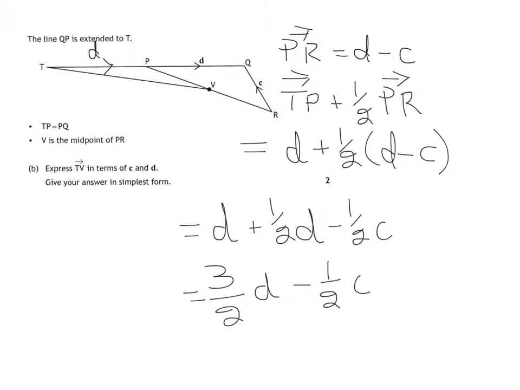Marking scheme. You are going to get a mark for a valid pathway, and then your second mark is for simplifying it.